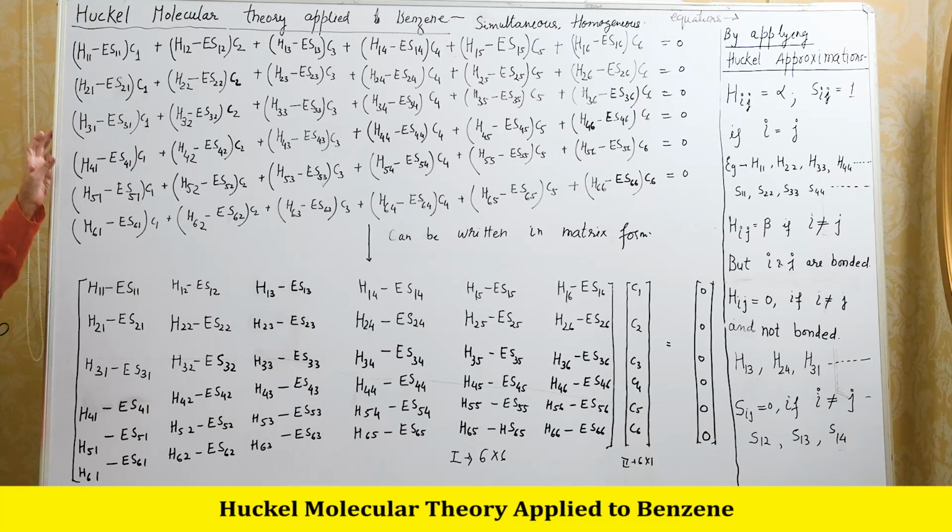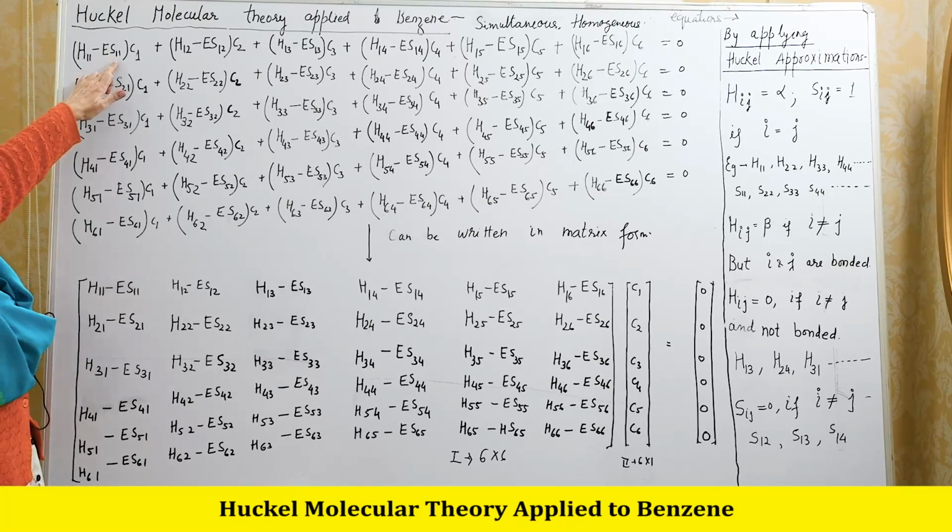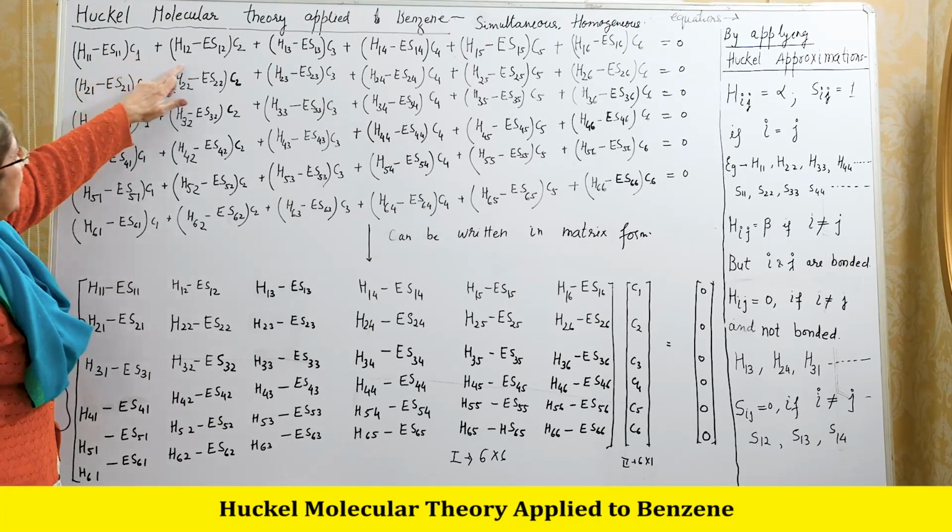Today I start Huckel molecular theory applied to benzene, and when we apply the variation principle to the benzene molecule, we get these simultaneous homogeneous equations in the form of H11 - ES11, H12 - ES12.